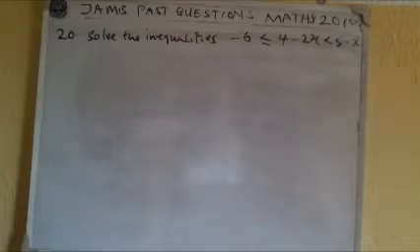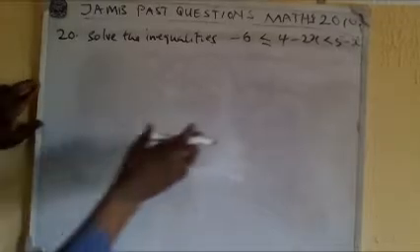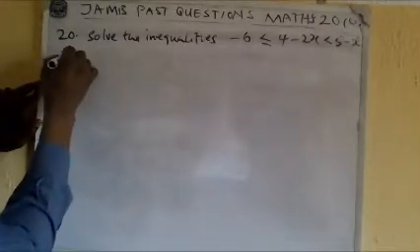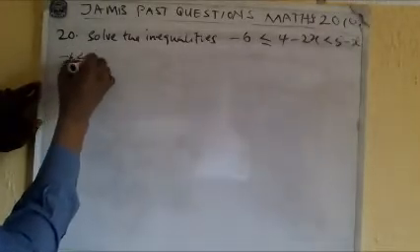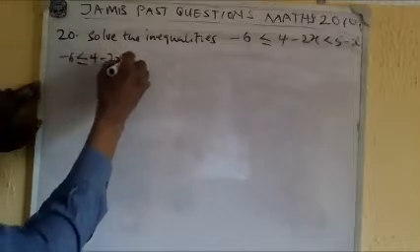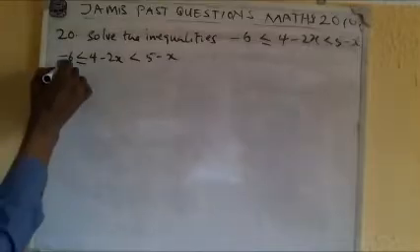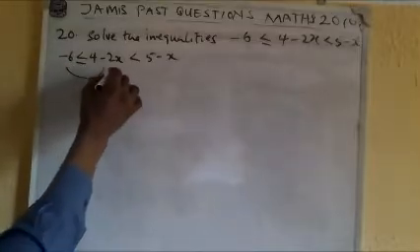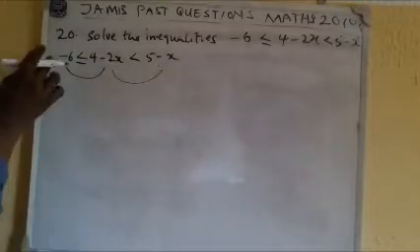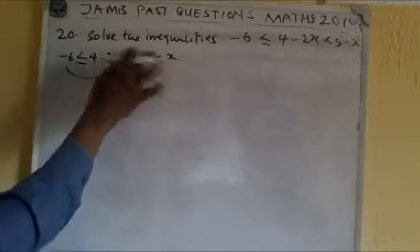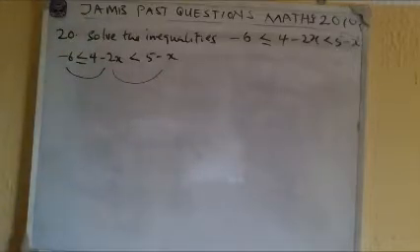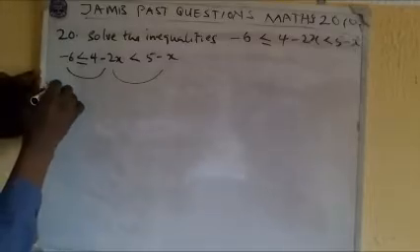The first thing we'll do for this one, we are going to be solving it in components. Let me write the question out again. Minus 6 less than or equal to 4 minus 2x, less than 5 minus x. So there are two components. This is the first component, and this is the second component. I'm going to solve them individually, bit by bit. So I'll bring out the first inequality.